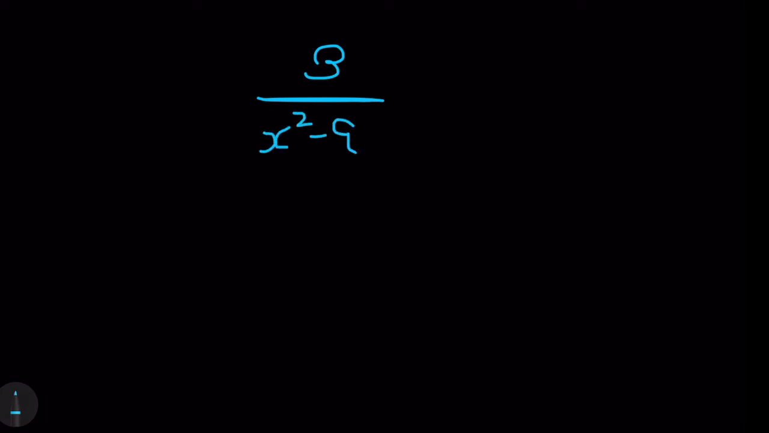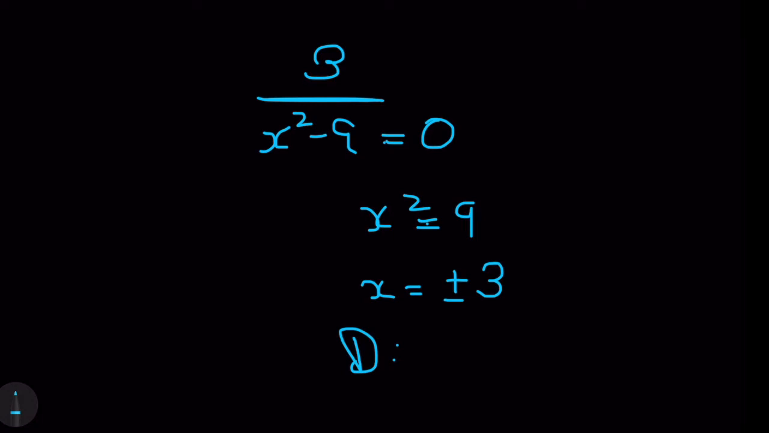Let's do another example. Supposing you get 3 over x squared minus 9. Again, we simply equate x squared minus 9 to 0. We get x squared is equal to 9. x is equal to plus or minus 3. So now the domain for this function will be x is a subset of all real numbers, but x is not equal to plus or minus 3, as when the point is plus or minus 3, the graph doesn't exist.